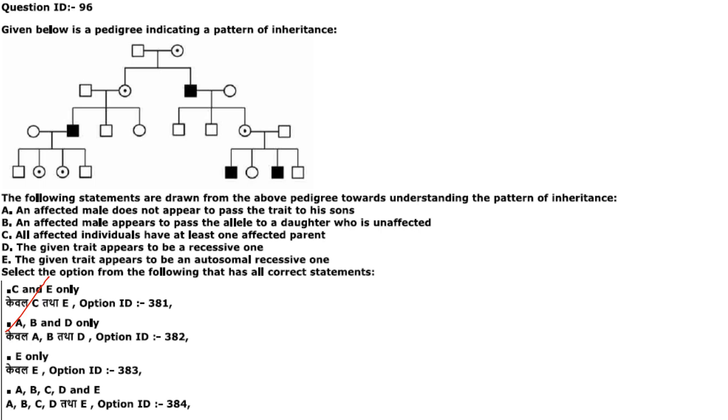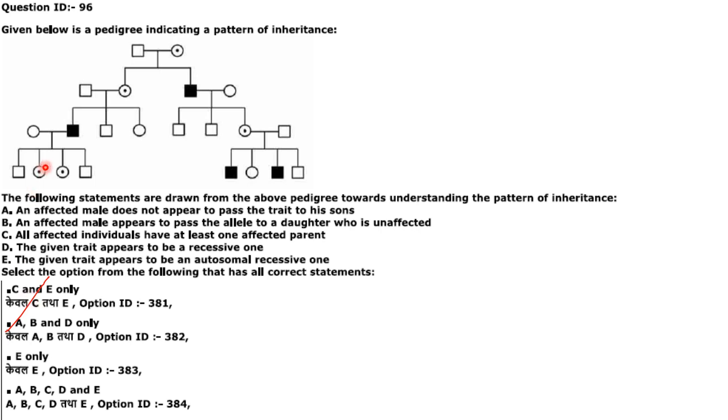Then next one. Given below is a pedigree indicating a pattern of inheritance. This is the pedigree that they have given, and they have given following statements drawn from the above pedigree towards understanding the pattern of inheritance. And first of all, we will see what the pedigree is.